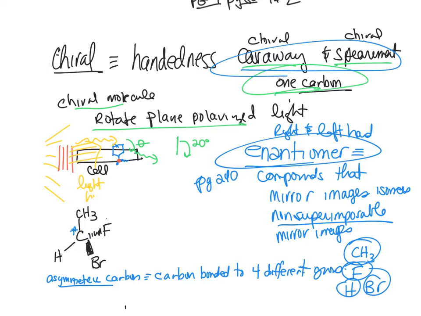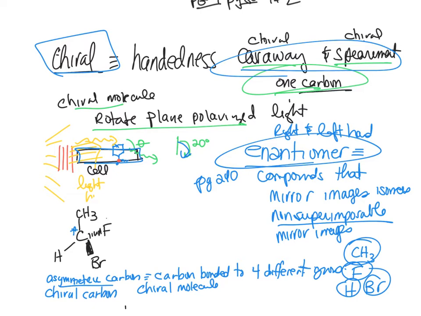If a compound has an asymmetric carbon, this is also called a chiral carbon. And if a compound has one asymmetric carbon, then it is going to be a chiral molecule. And what does that mean? That means if you put it in a cell and you shine plane polarized light, it will rotate plane polarized light. Now, that means it also has an enantiomer, just like your right hand has a left hand.